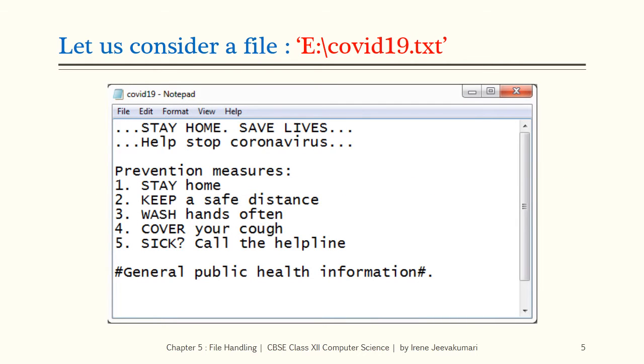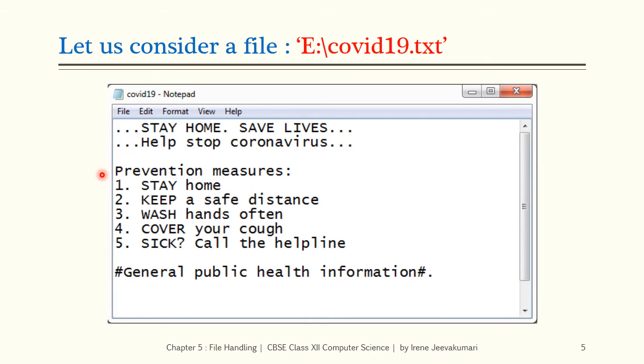Let us consider a text file covid19.txt from eDrive. Let us see the contents of the file now. It starts with 3 dots, stay home, save lives, 3 dots, 3 dots, help stop coronavirus, 3 dots, and the next line is a blank line.